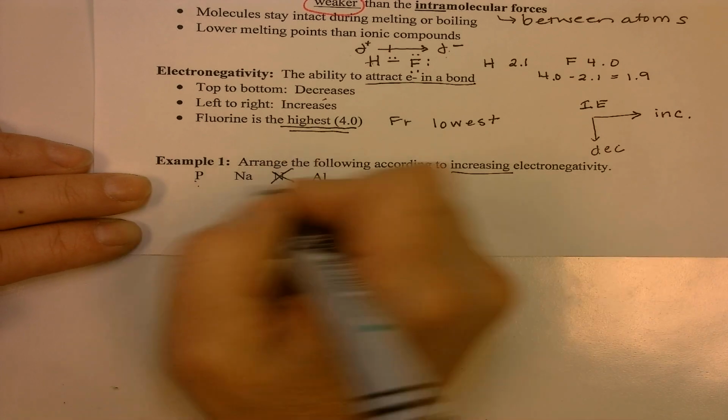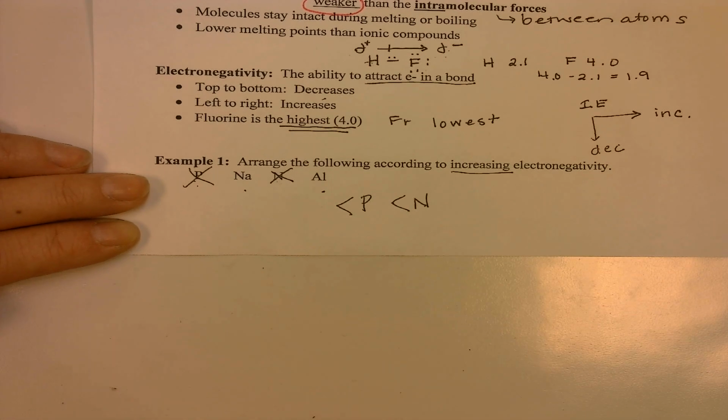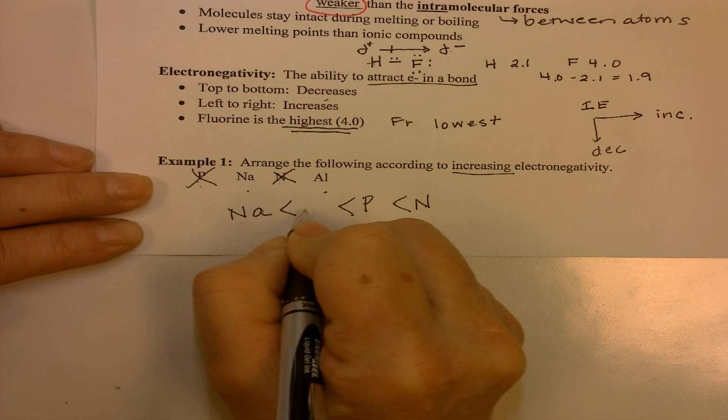Okay? Next, I'm going to look at sodium and aluminum. Sodium is really far over to the left, making it much bigger because it has way less protons. So sodium is going to have the lowest, and then aluminum.